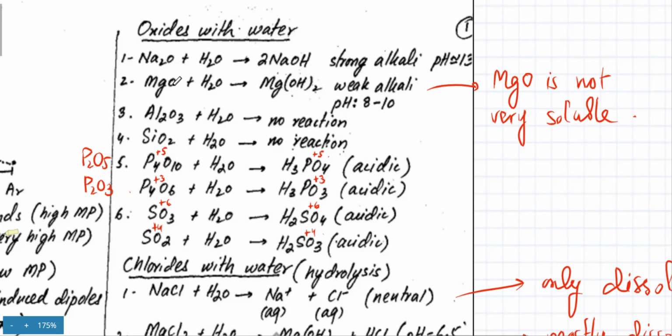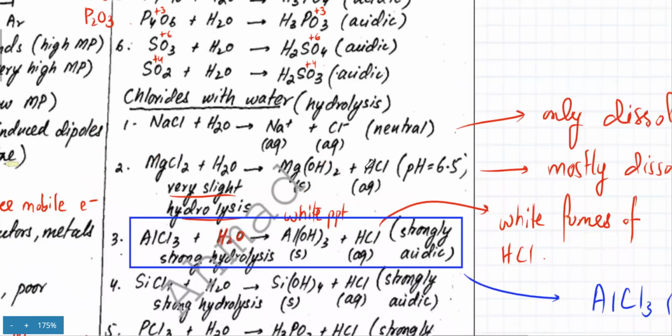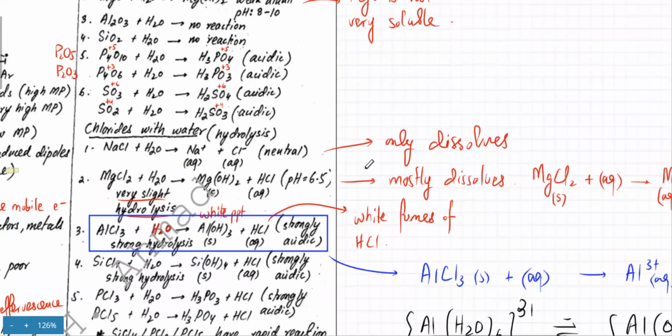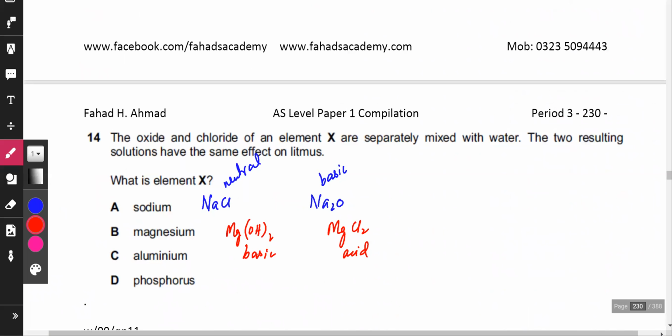So that is what magnesium oxide does. It's hardly basic. And MgCl2 has very slight hydrolysis, and because of the slight hydrolysis, the pH slightly drops to 6.5 or becomes acidic. So both of them, this would be weakly basic, this would be weakly acidic. So they're going to have opposite effects.